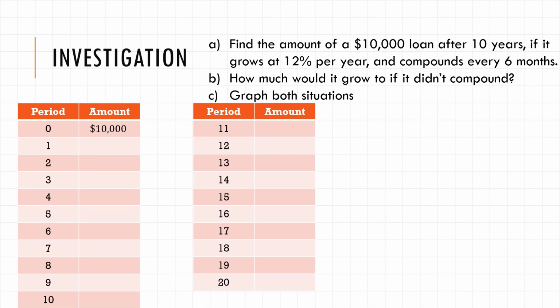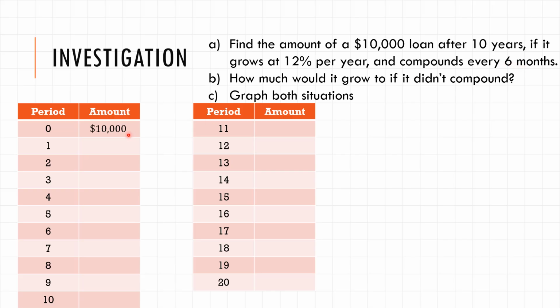So for this part of this investigation, I'll ask you in just a second to pause the video and complete this table. What you're going to do is find the amount of a $10,000 loan after 10 years, if it grows at 12% per year and it compounds every 6 months. So we're going to fill out the table to find out how much we would owe after the 20th period. Remember, it compounds every 6 months. It doesn't compound over the full year.